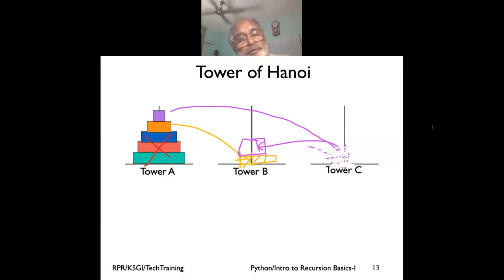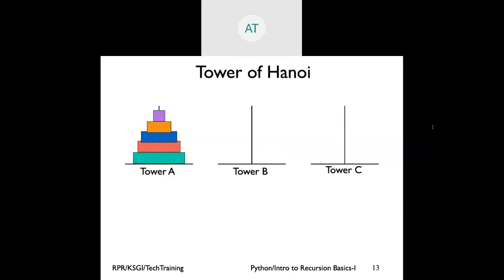Okay, I moved. So from size 2, I made it size 1, and I'm done. Any questions? Is the problem clear?